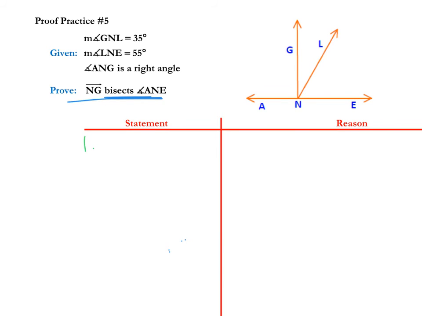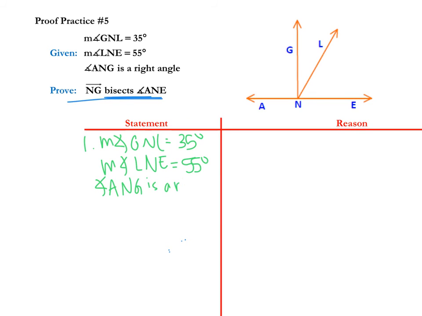So start off by listing the given. And if you label anything on the diagram, it has to come from the given. You cannot assume. So we know that angle ANG is a right angle. GNL is 35 degrees, and this is 55 degrees. Okay, we can't just say, oh, the angle measures are the same, they're congruent. No, we don't know that. Okay, we have to actually prove that.